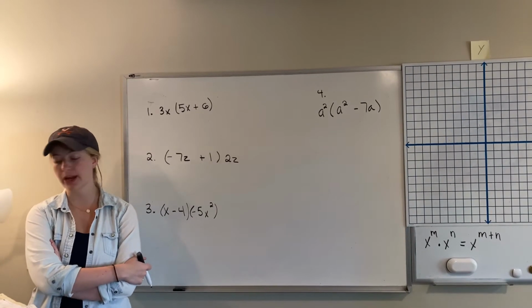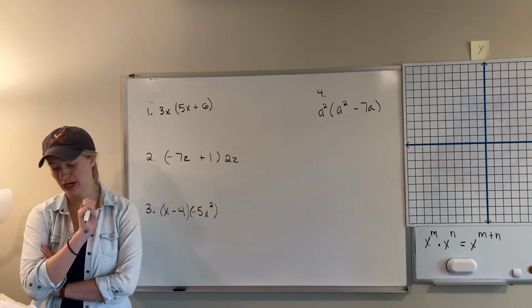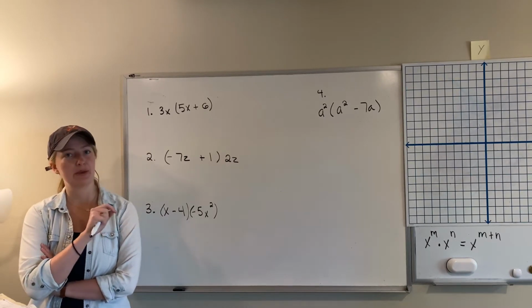Welcome back to 12.3, multiplying monomials and polynomials. We're going to jump straight into the checkpoints underneath example 1, and we're going to go from there.